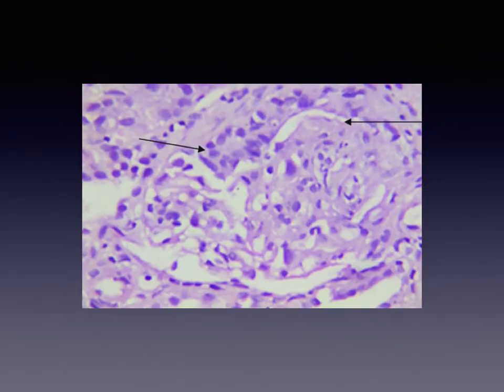just to go over everything, GPA is a small vessel vasculitis that involves the capillaries, arterioles, and venules. Clinically, it can involve a lot of different systems, commonly the pulmonary system, around 80%, upper respiratory tract, 86%, and kidney, about 61% of the cases.